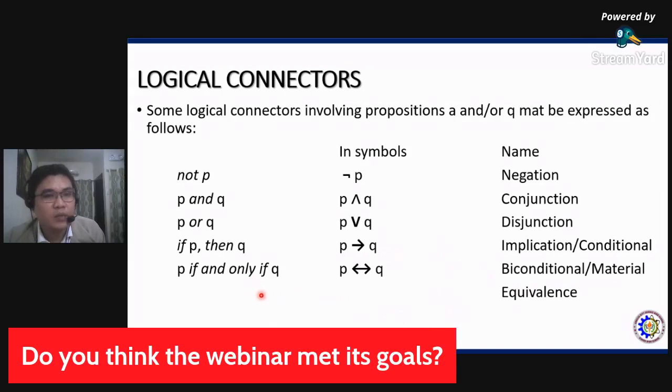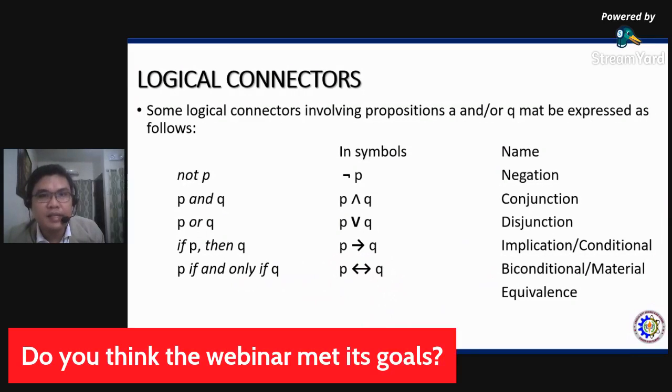The last one we have is the if and only if. If you notice, we are now using a double-headed arrow here. This is called the biconditional or material equivalence. If we have a biconditional or material equivalence, it is written in symbols as this, and is read as P if and only if Q. Okay, that is read like that.